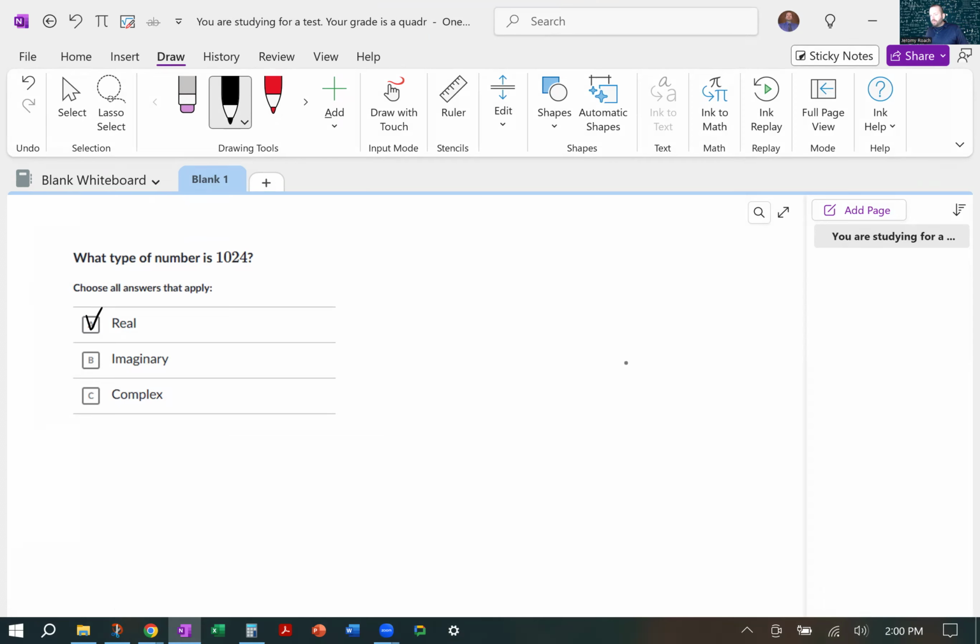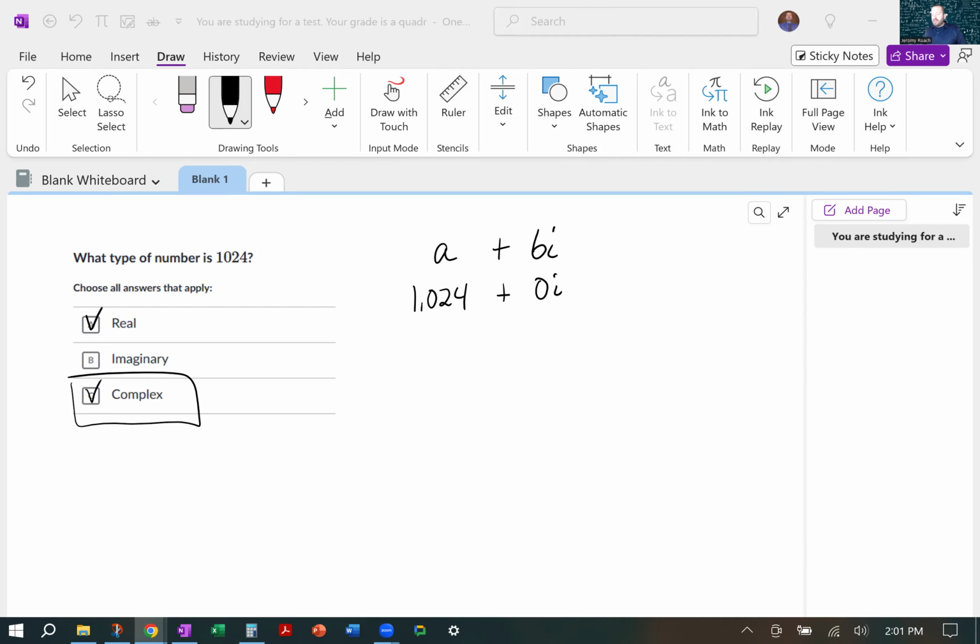It's 1024. But technically, this is also a complex number because if we write it in the form a plus bi, a is 1024 and b is 0, and 0 times i is just 0. But we can still say that 1024 is technically a complex number because it can be written in complex form.